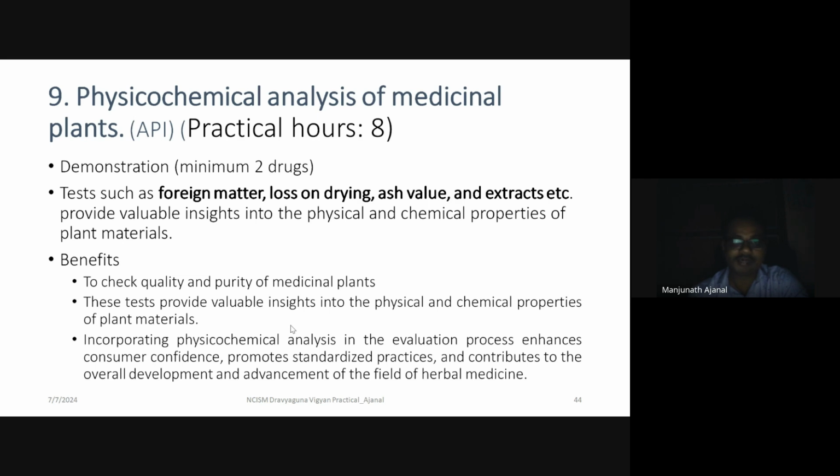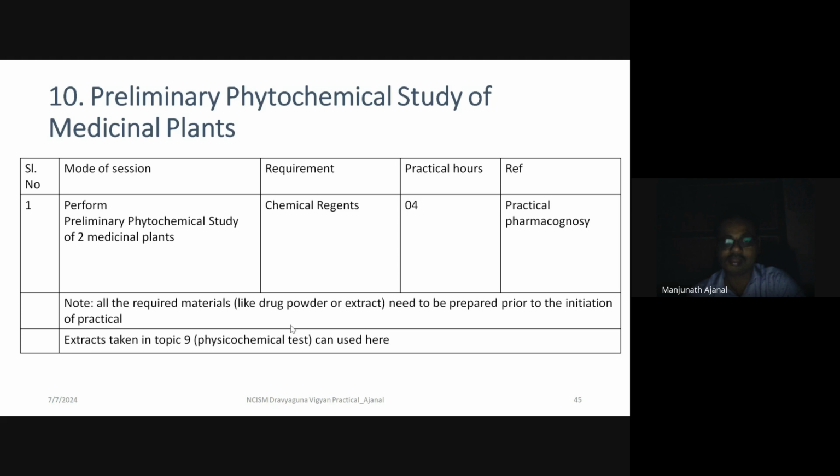The benefit of this particular practical is to check the quality and purity of the medicinal plant. These tests provide valuable insight into the physical and chemical properties of the plant, and incorporating the physicochemical analysis in the evaluation process enhances consumer confidence and promotes standardization practices.